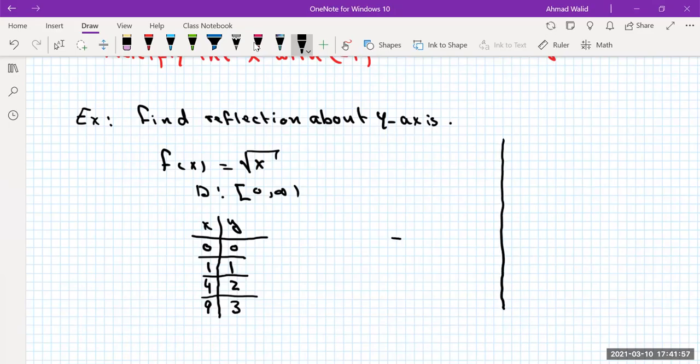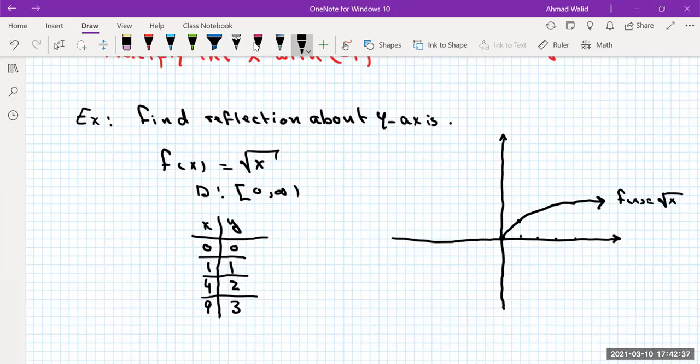And graph your function. 0, 0, 1, 1, x 4, y will be 2. I will not draw the 9 because it's too far. I don't have that much space. At least I know the shape. This is the shape of f of x equals square root of x.